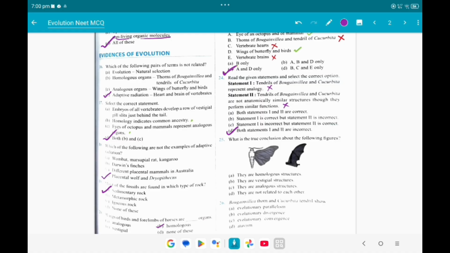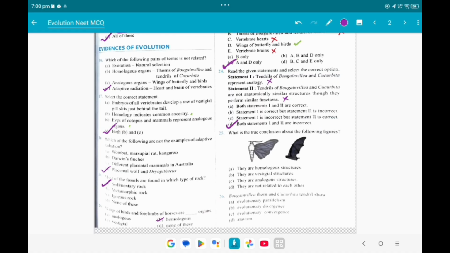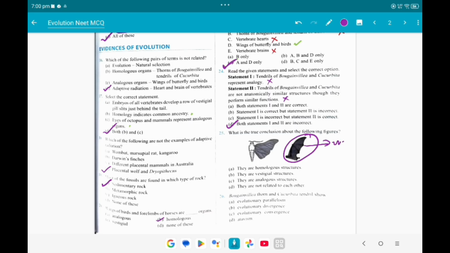Now, next question 25. What is the true conclusion about the following figures? This is the wing of a bat and this is of a butterfly. So they're analogous. Bougainvillea thorn and cucurbita tendril show evolutionary divergence, which is basically homology.